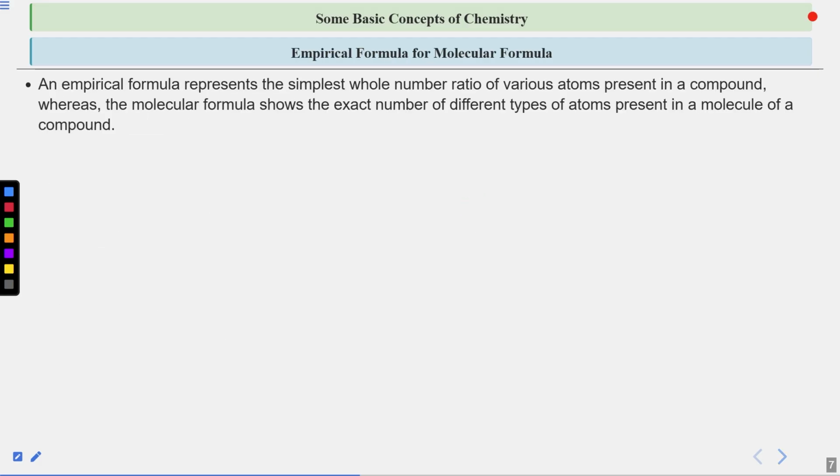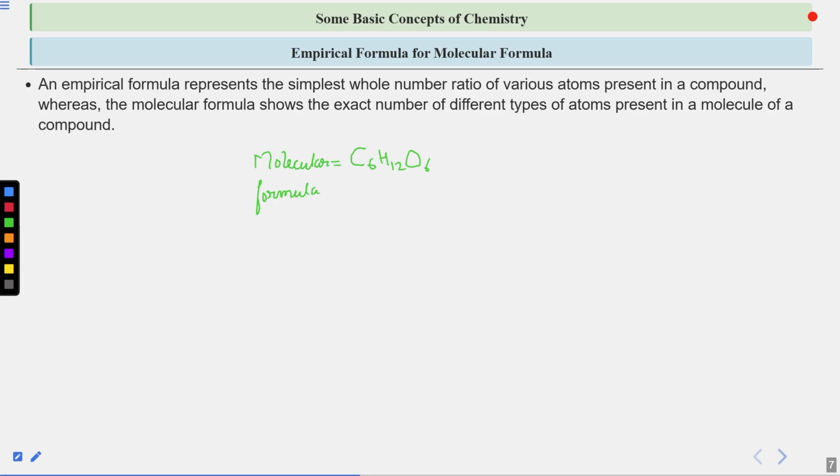Next thing is the empirical formula. What is the empirical formula? It is the simplest whole number ratio of the various elements that are present. Whereas the molecular formula is the exact number of different types of atoms. For example, if we take glucose, its formula is C6H12O6. This is your molecular formula.